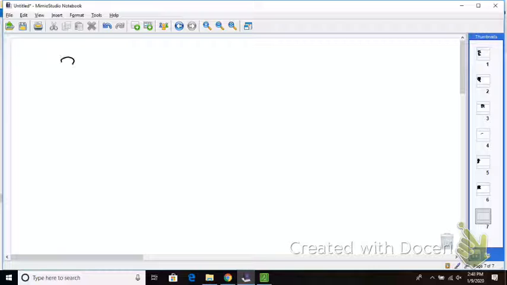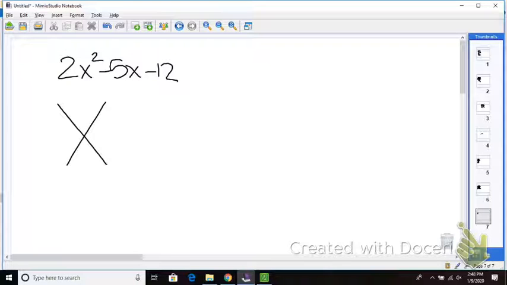No, we can't. So we have 2x squared minus 5x minus 12. So what's a times c? Negative 24. And then b is negative 5. What two numbers multiply to be negative 24 but add to be negative 5? Negative 8 and 3. Okay, negative 8 and 3.